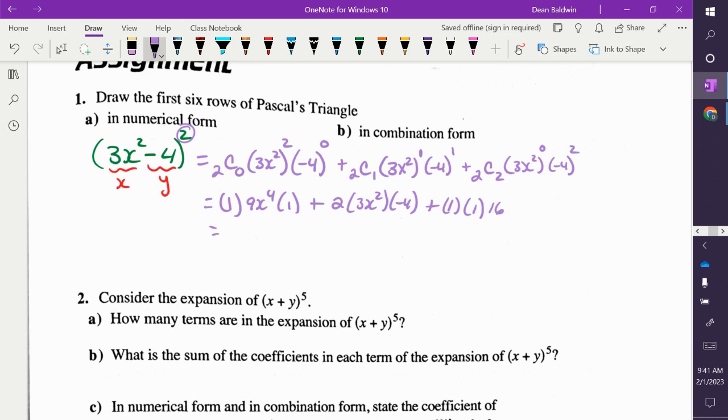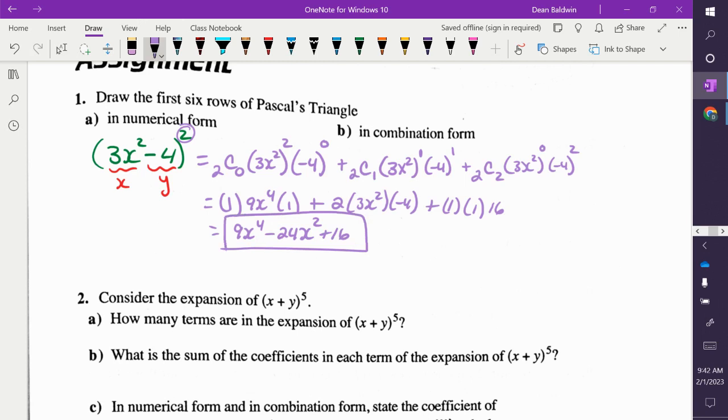Now you clean it up. The 1's on the outside don't mean anything. So the first term is just 9x to the 4. Second term, you've got to watch your signs and stuff. 2 times 3 is 6. 6 times negative 4 is negative 24. So it's negative 24x squared. And the end term is 16.